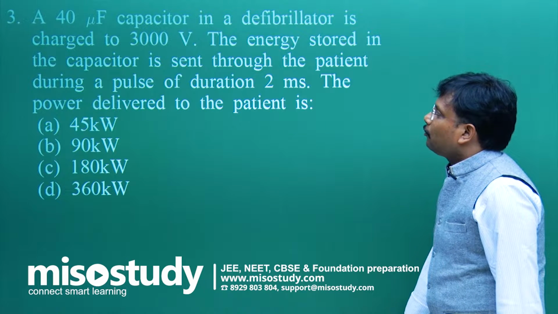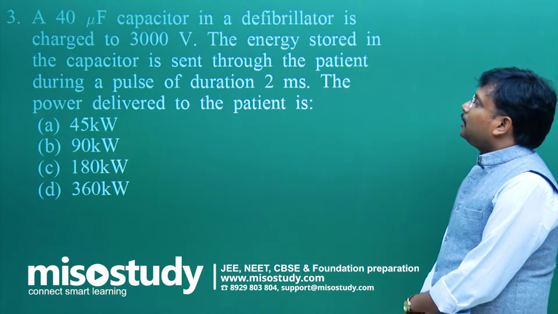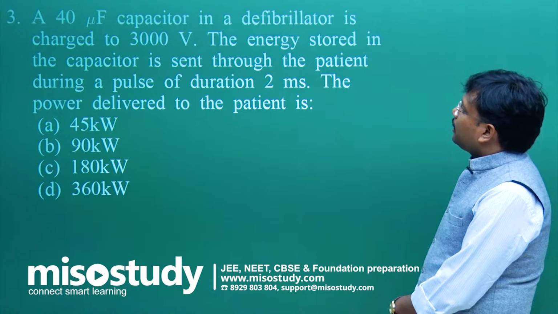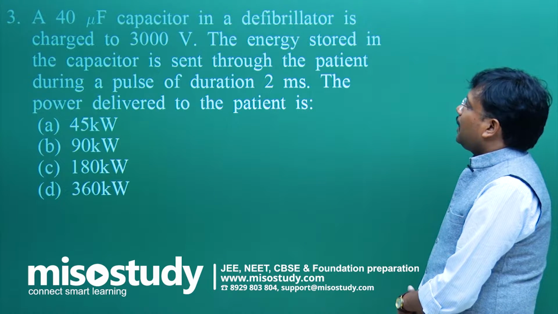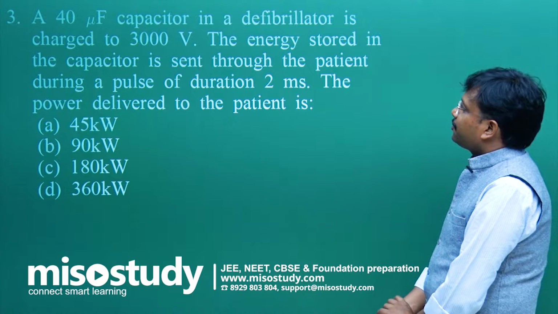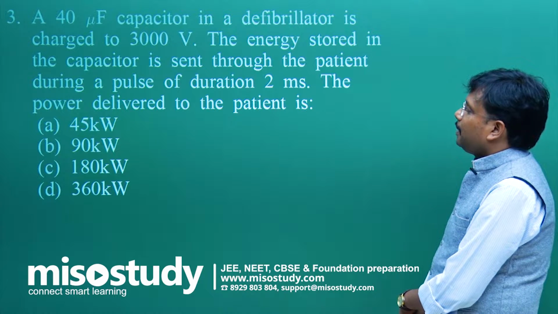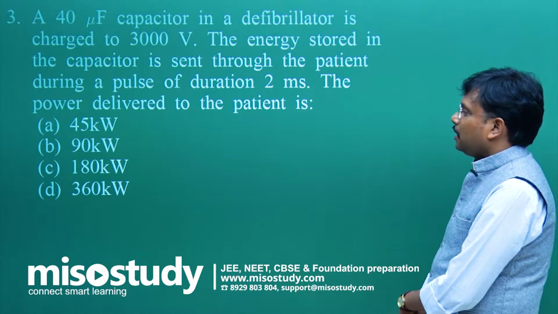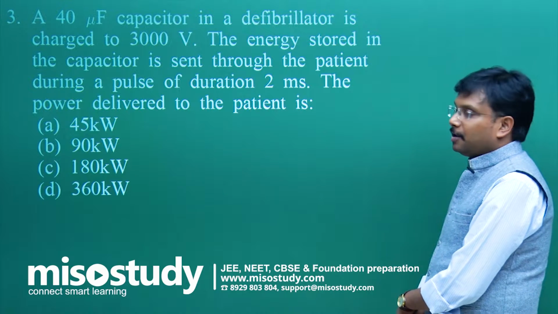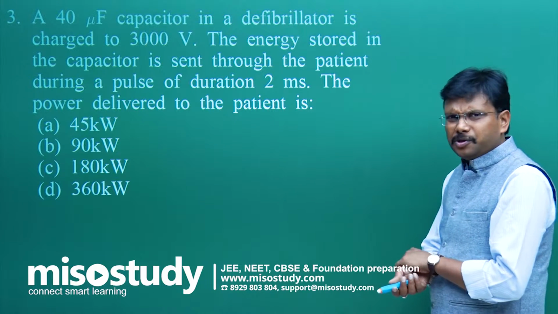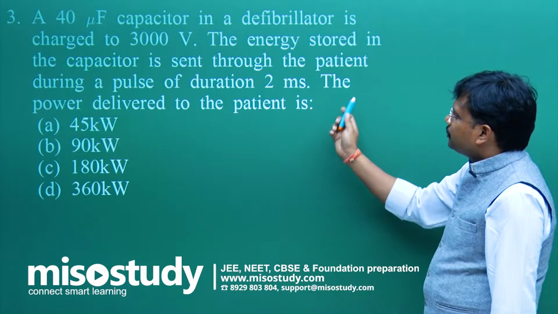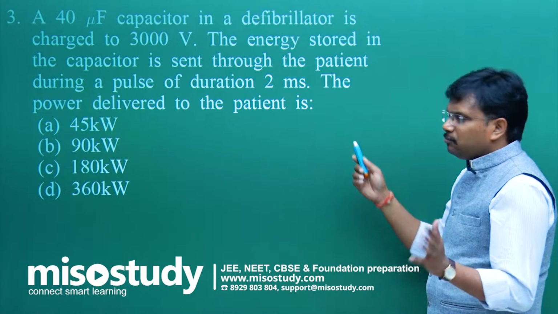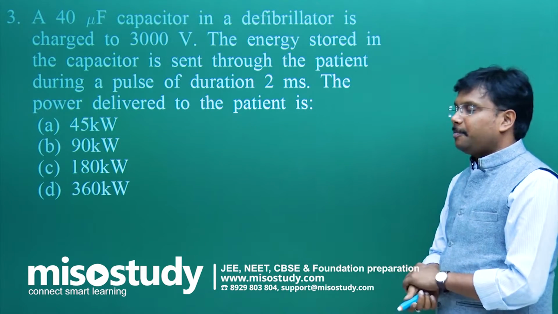A 40 microfarad capacitor in a defibrillator is charged to 3000 volt. The energy stored in the capacitor is sent through the patient during a pulse of duration 2 milliseconds. The power delivered to the patient is how much? Now what exactly is this question? One, this defibrillator, then the patient, and then what exactly? Let me explain to you.